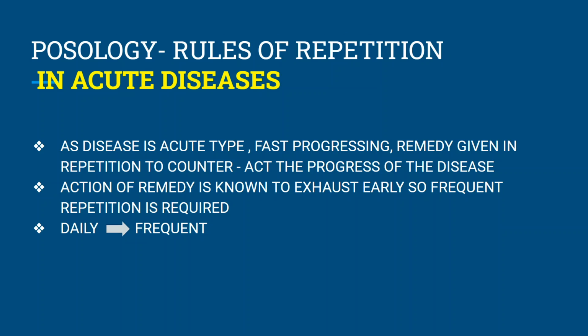In acute diseases, as disease is acute type, it is fast progressing. Remedy is given in repetition to counteract the progress of the disease. So in acute disease, as there is a fast progress of the disease, remedy is given in repetitions. Action of remedy is known to exhaust early, so frequent repetition is required. So we can give daily or we can give frequent repetition like 4 times a day also.